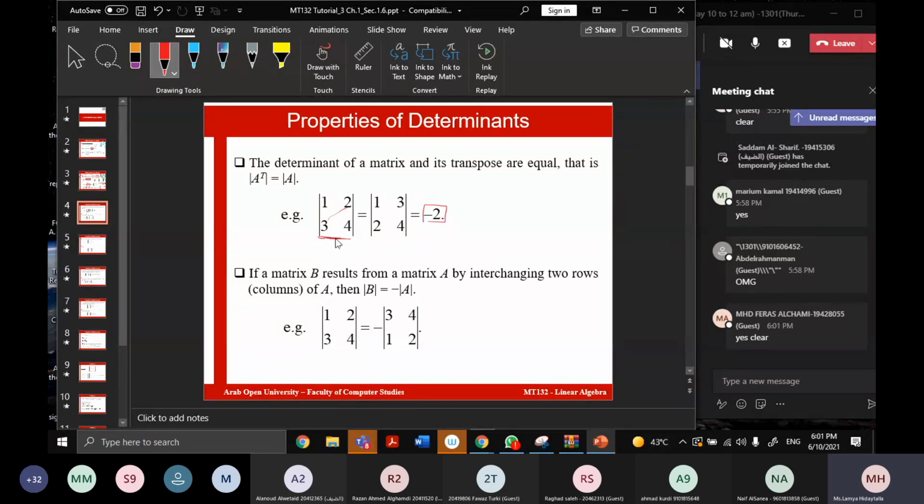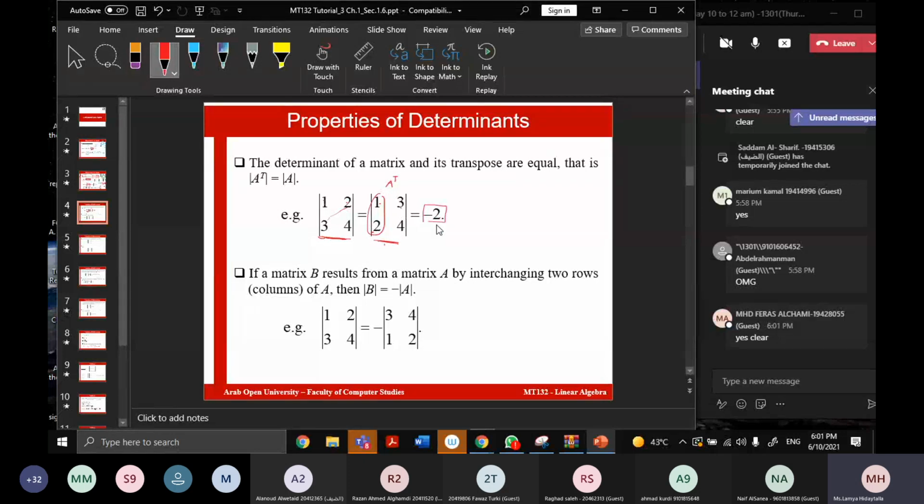Okay. Now look at this matrix and this matrix. What is the relation? Actually, the transpose of this matrix is this matrix. So this matrix is A transpose. Yeah. And here 1, 2, we get 1, 2, correct? Okay. Now calculate the determinant.